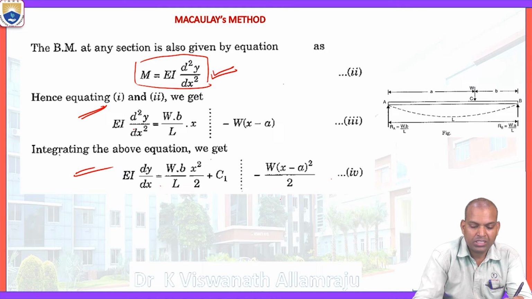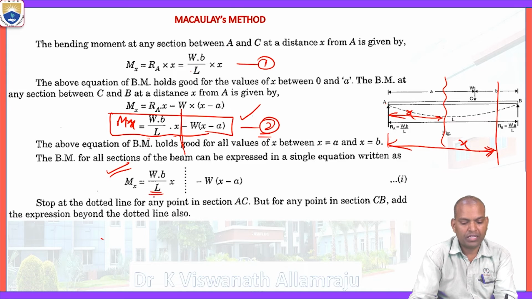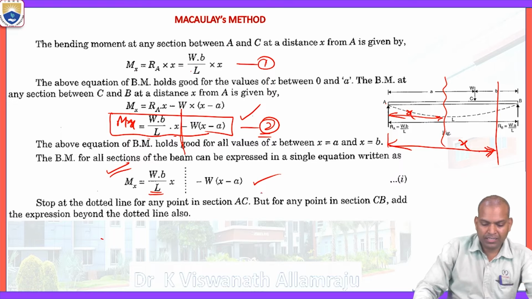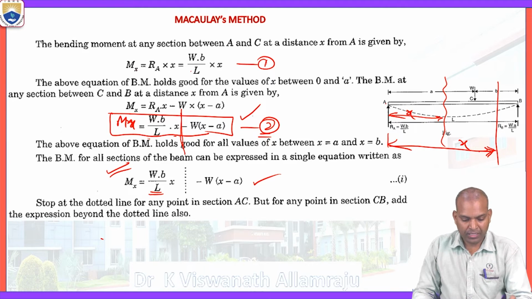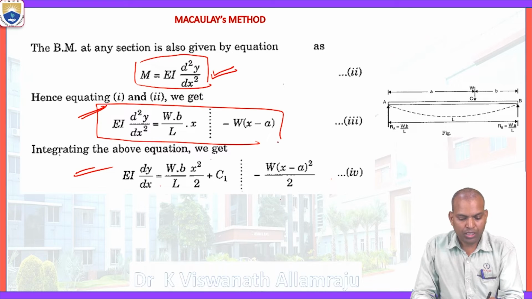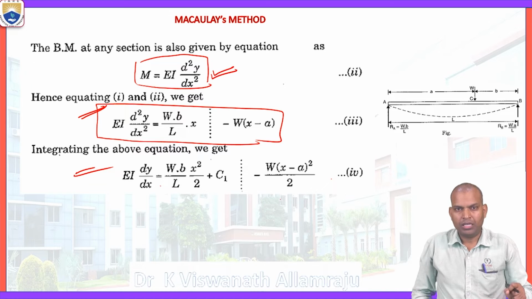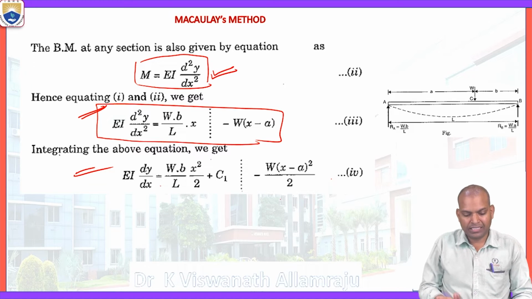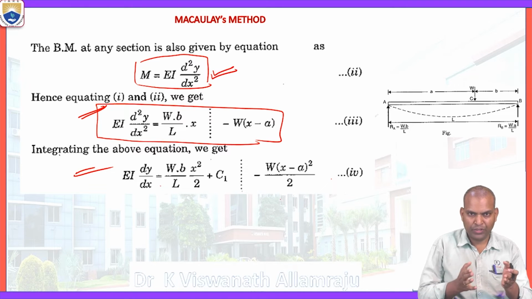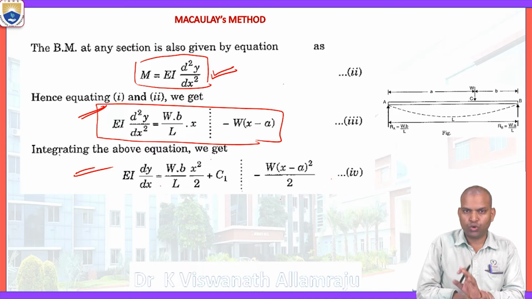EI d²y/dx² = (Wb/L)x − W(x − a). Now that we have this equation, if we integrate once, it gives the slope. Integrating the second time gives the deflection. But which portion do you want? Between A and C, the variation of the slope and deflection.